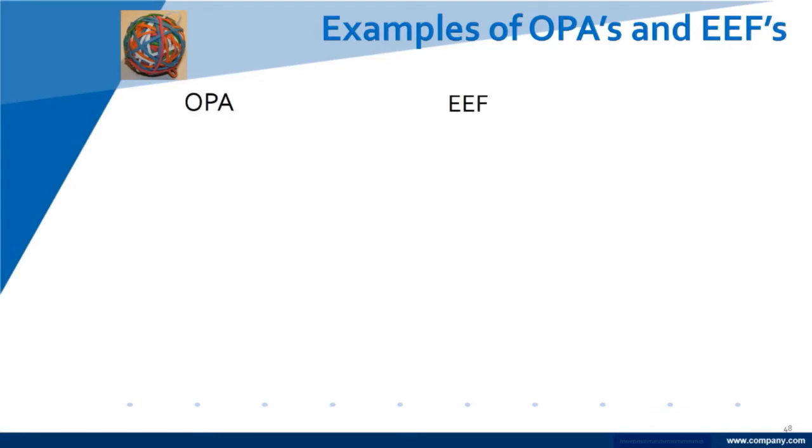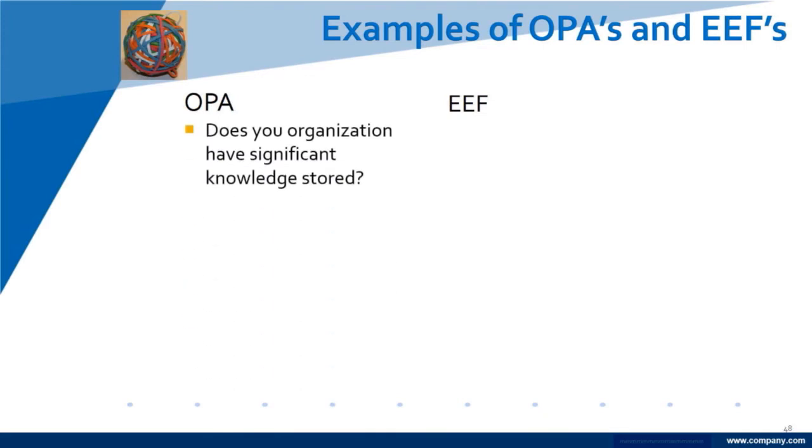So we have examples of OPAs and EEFs for you. And these, we're going to hit a lot of these and talk about these. Please refer back to the significant list, and these examples will help you keep them in mind as we look at the processes that we have in this methodology. One, does your organization have significant knowledge stored? Do you keep your knowledge? Do you have it available so that your project managers, or project teams, can access it? That would be an OPA.